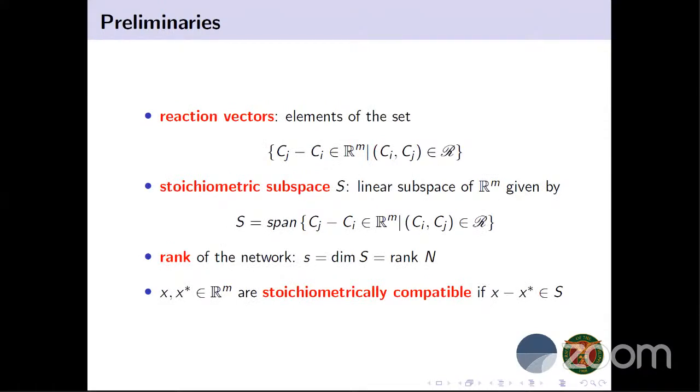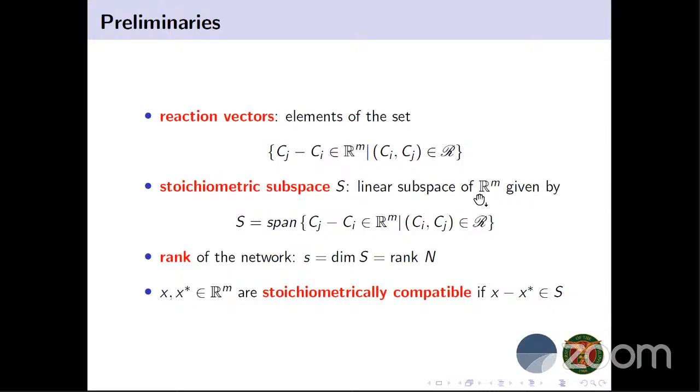We have a number of terms, reaction vectors. So a reaction vector for a given reaction would be the difference between the product and the reactant. We also have the stoichiometric subspace, capital S.